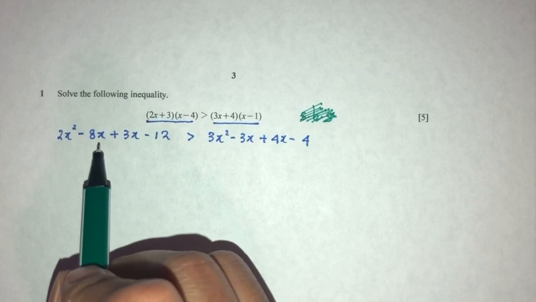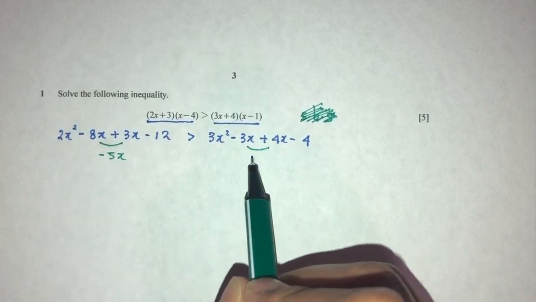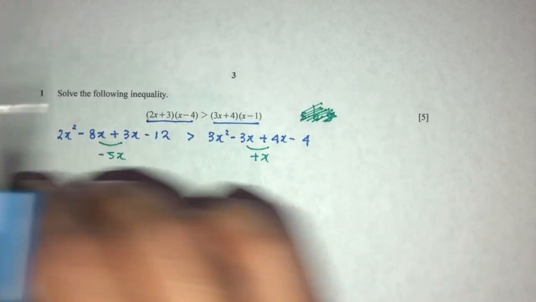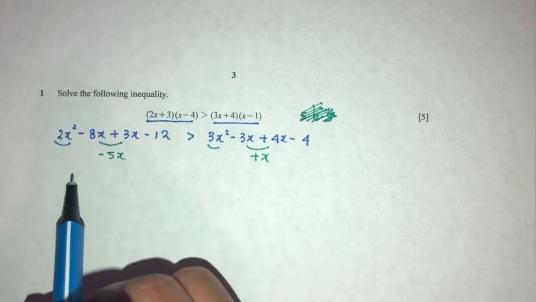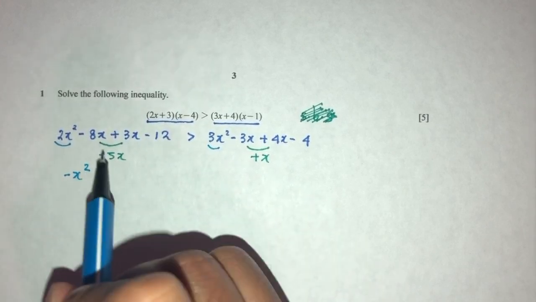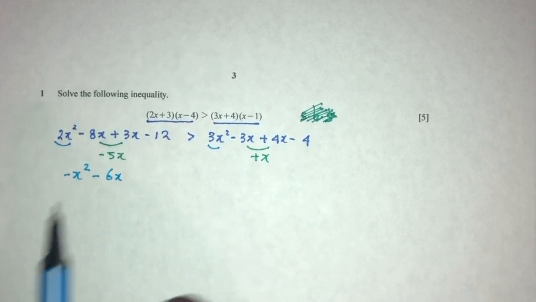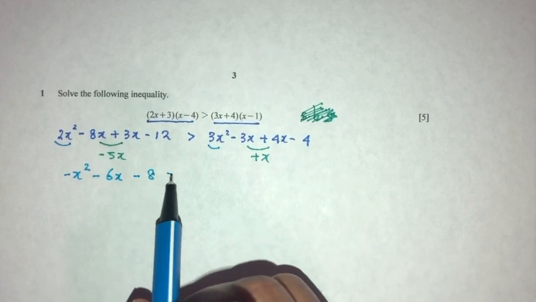Now these two here will be simplified to minus 5, and this will become plus x. Now send everything to one side, right? So here we have 2 minus 3 should become minus x squared. Minus 5 minus should be minus 6. Minus 12 plus 4 should become minus 8.